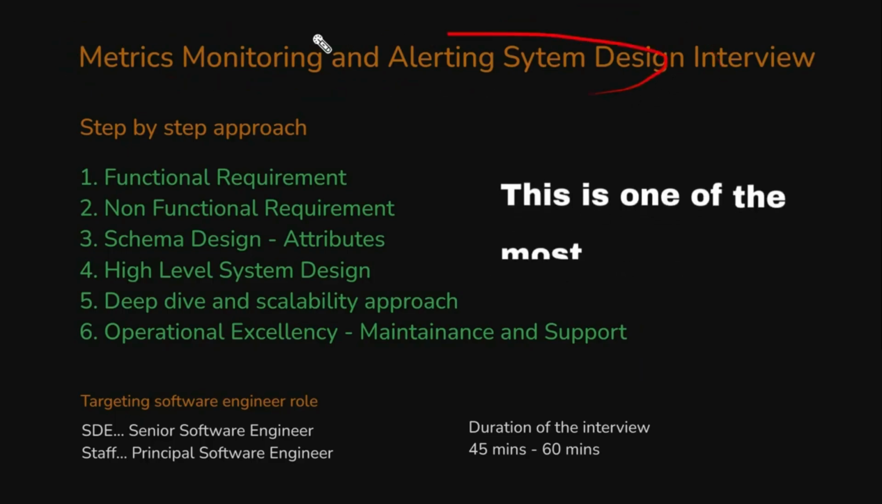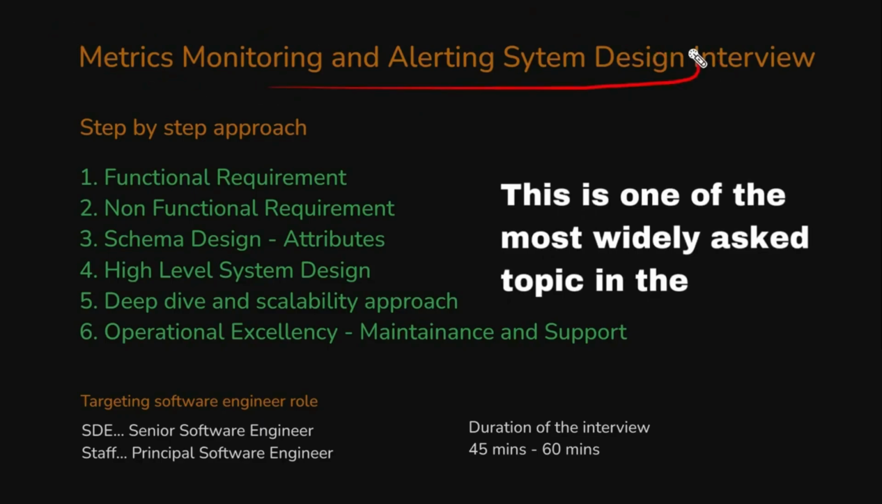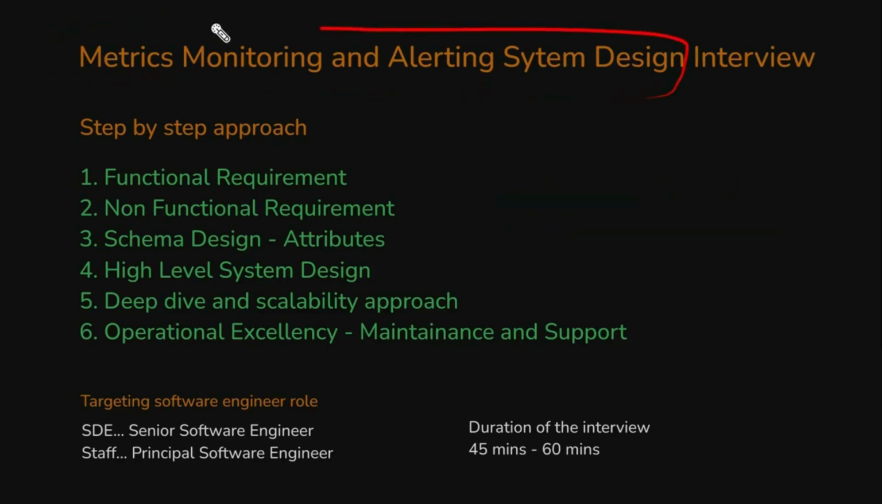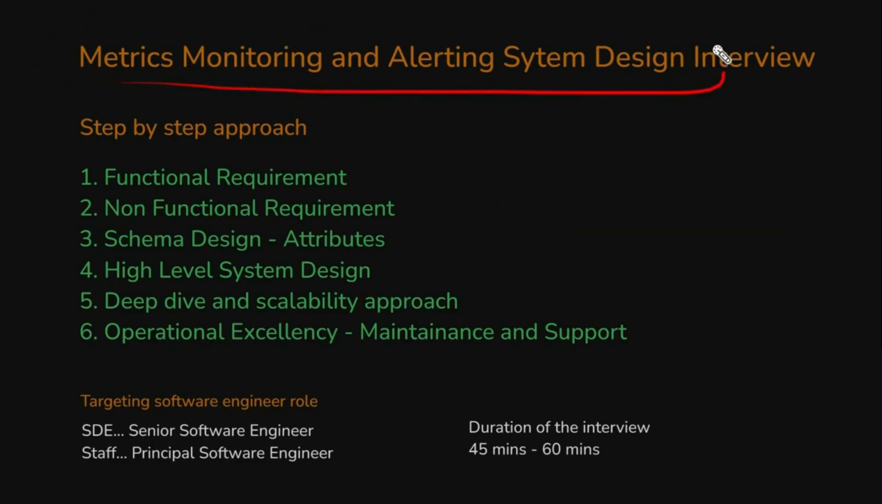This is one of the most widely asked topics in the system design interview, and this is another addition to my video playlist on system design interview for software engineers targeting a role from staff software engineer to principal software engineer. And as we know, the typical duration for this interview is around 45 to 60 minutes.